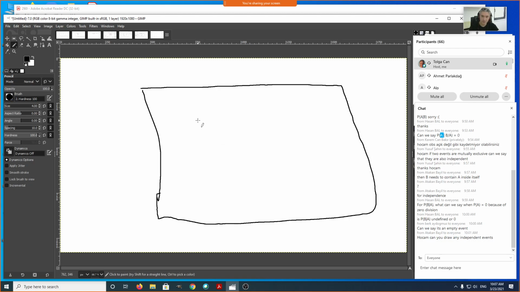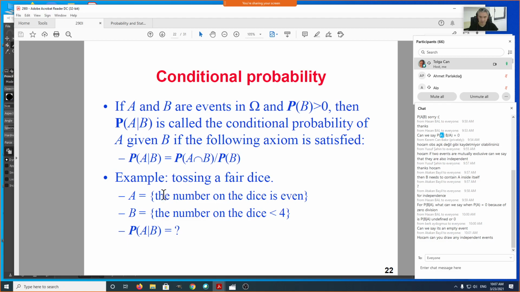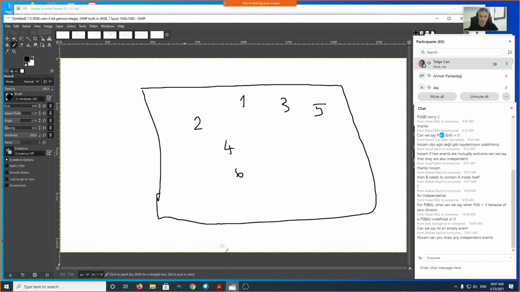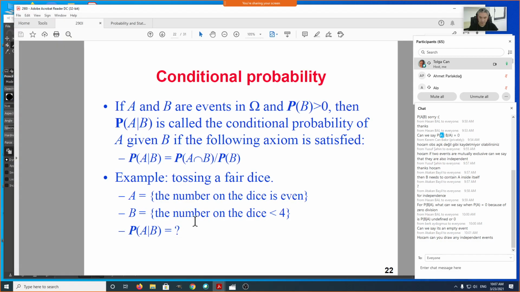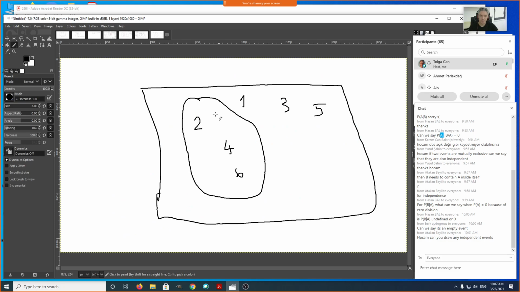Let me put the even numbers together: 2, 4, and 6, and the odd numbers, 1, 3, and 5 here. One of the events is that the number on the die is even; that's event A, this subset. The other is that the number on the die is less than 4, so it's 1, 2, 3. This is event B, and this is event A. As you can see, they're not mutually exclusive.